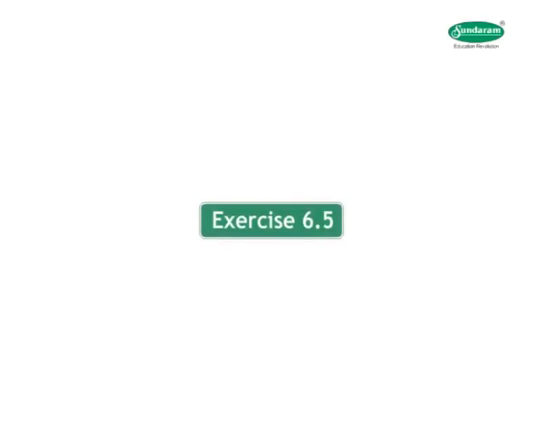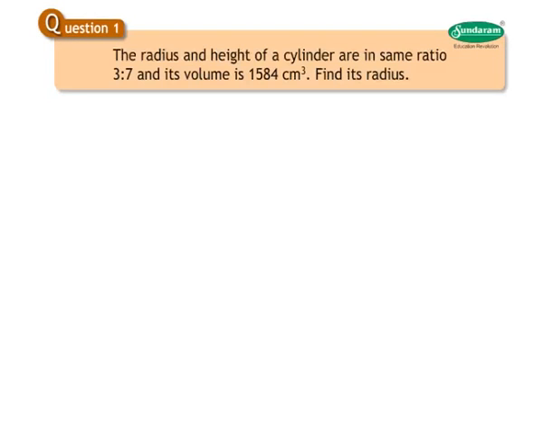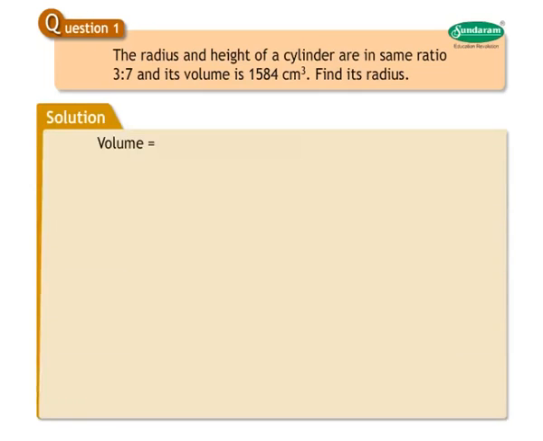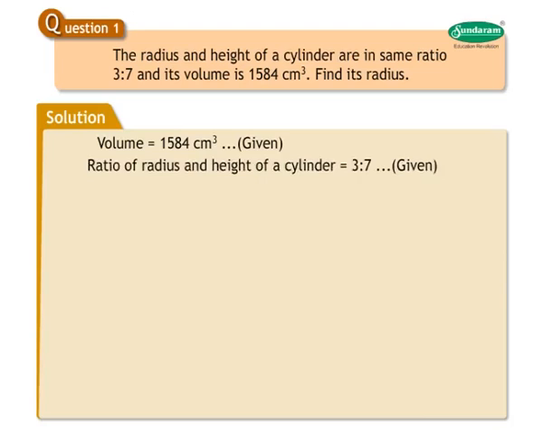Let us now solve exercise 6.5. Question 1. The radius and height of a cylinder are in the ratio 3:7 and its volume is 1584 centimeter cube. Find its radius. Solution. It is given that volume is 1584 and the radius and height of the cylinder are in the ratio 3:7. Therefore, let us take radius is equal to 3r and height is 7r.